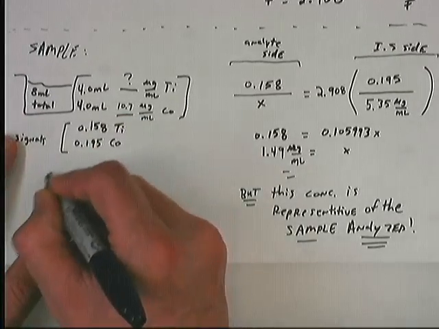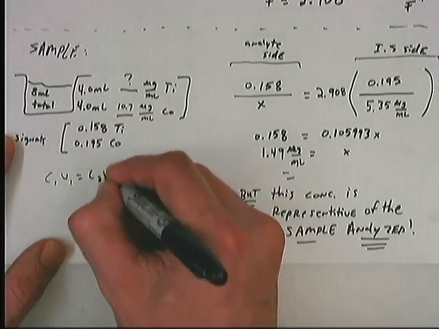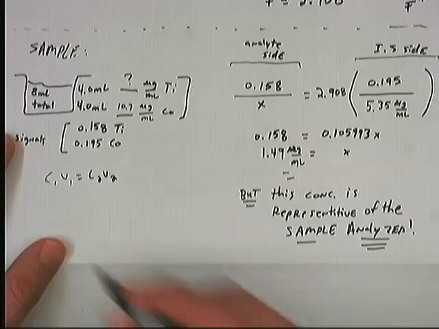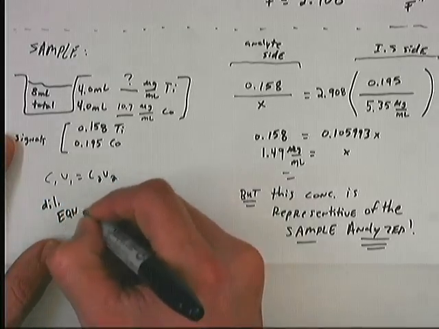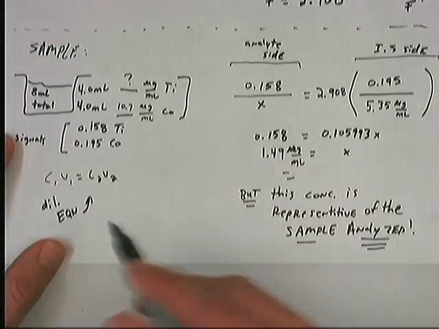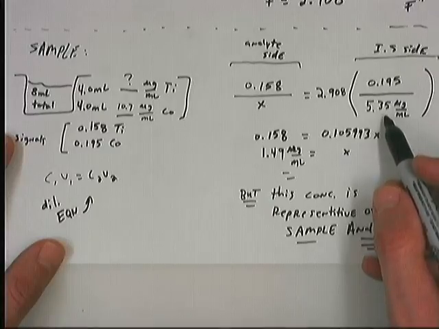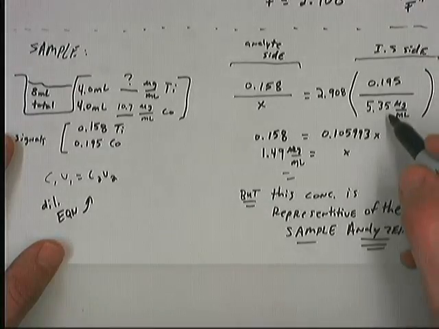Okay, you can use this whole C1, V1, C2, V2 dilution equation, which is also very important for your exams in analytical chemistry. You need to memorize that one and know how to use it, okay? But that's basically how I got this number. The concentration's cut in half, okay? So that's how I got that.